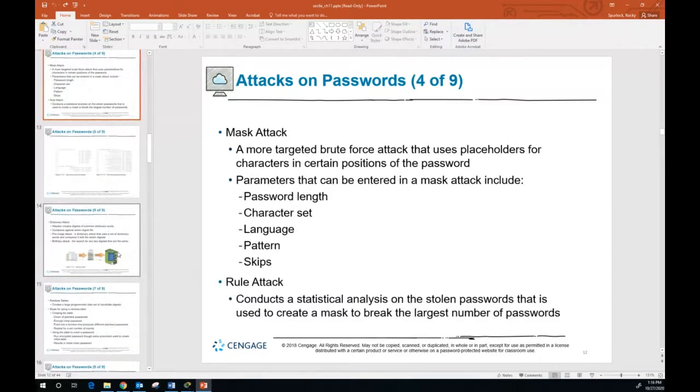A mask attack is a more targeted brute force attack. This uses placeholders for characters in certain positions of the password. The parameters that can be entered in the mask attack include the password length, character set, the language, a pattern, or skips.